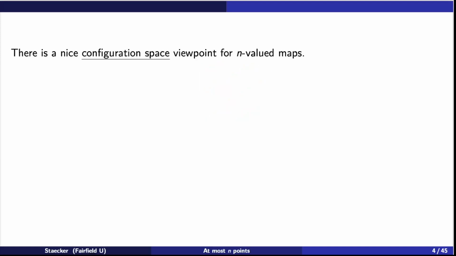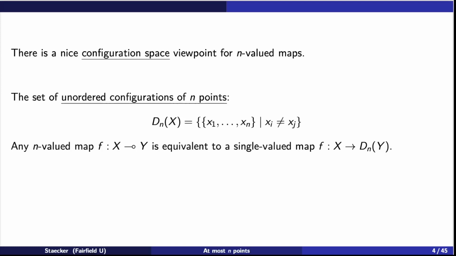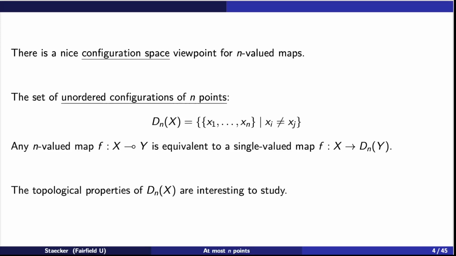All right, and there is a nice configuration space viewpoint for n-valued maps. Probably you are familiar. This would be the set of unordered configurations of n points, which I'm going to call Dn. This is just the set of all n-element subsets of your space, exactly n distinct elements. All right, and any n-valued map is equivalent to a single-valued map where you just associate each point of X to a set of n elements.